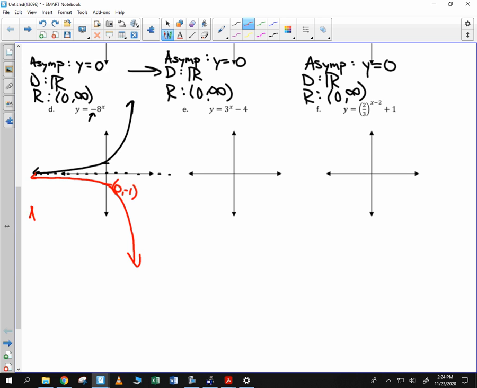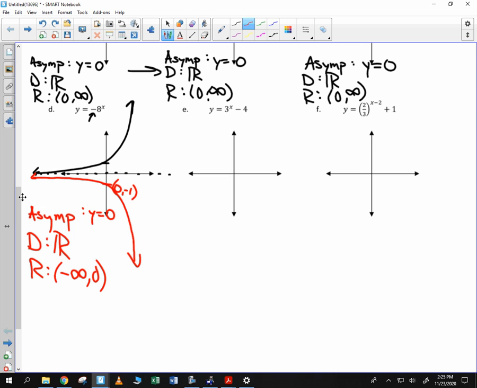So we still have an asymptote. That negative did not switch the asymptote. It's still y is equal to 0. The domain is always all real numbers. The range this time is going to be from -infinity to 0.